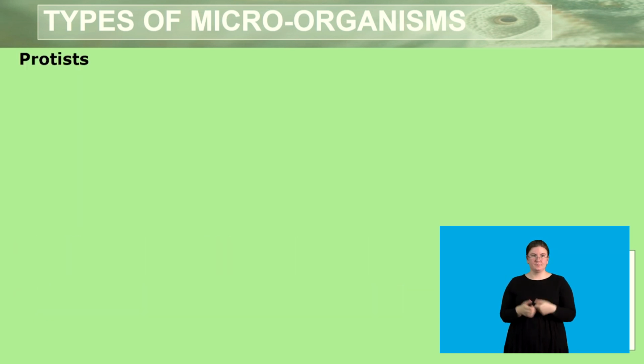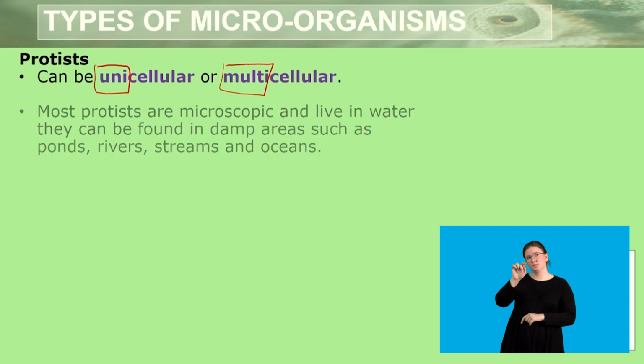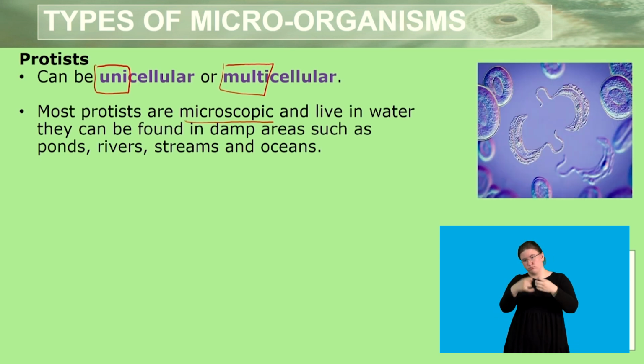Okay, moving on to our third type of microorganism, we will be looking at protists. Protists can either be unicellular or multicellular, and if we look at our prefixes again there in the words, they give us an idea that one can have one cell and some protists can have more than one cell. Most protists are microscopic. And we know what micro means. We know it means small. And they live in water and they can be found in damp areas such as ponds, rivers, streams, and oceans.